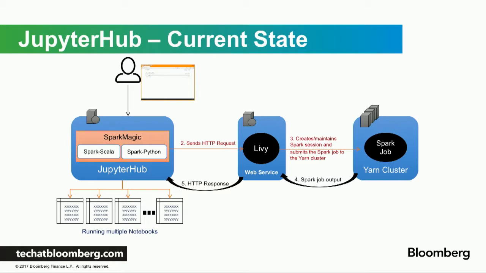Livy is going to take the HTTP request, create a Spark job, and submit it to the Spark cluster. The cluster is going to run the job and return the output back to Livy. Livy is going to create the HTTP response and send it back to the Spark Magic, which will forward the response back to Jupyter Hub, which is going to render it back to the browser. So this is the current state of the workflow that you can have.